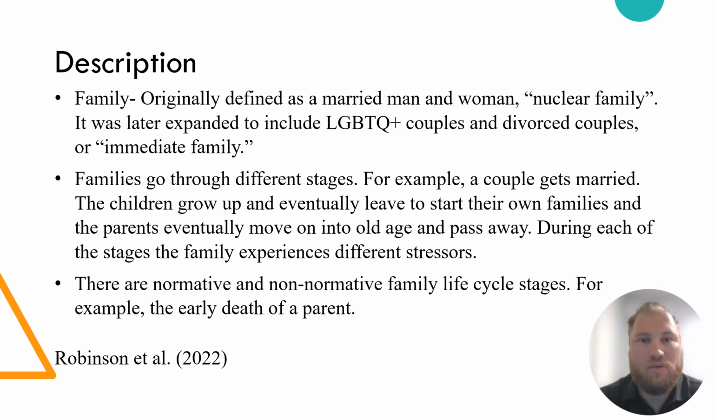Basically, it explains that families go through different stages. For example, to use the original model, take a couple that gets married, and then eventually they have kids, and eventually those kids grow up, and then those kids leave the house, and then the parents are left at home by themselves like empty nesters, and they move on into retirement, and then they pass away. So those are the basic steps of the cycle, and it was added upon by McGoldrick, but it goes through the steps of what a family might go through during a lifetime.